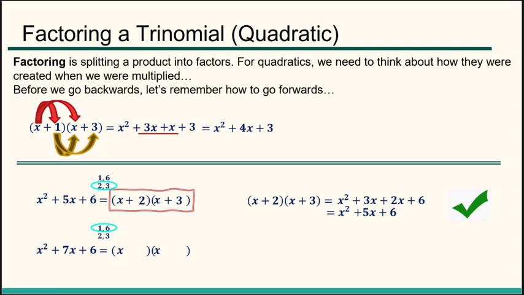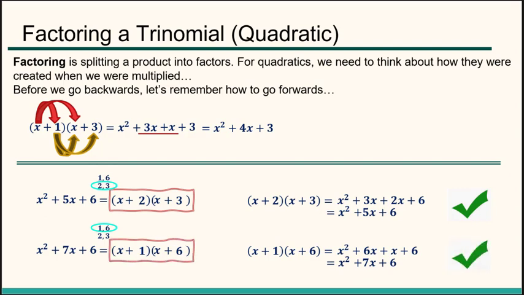Don't know for sure, but I put my x's in. I put my signs. It's got to be a plus and a plus. And then I'm going to write in a 1 and a 6. Now, I don't know if this is right or not, so I'm going to check it. X plus 1 times x plus 6. That'll give me x squared plus 6x plus x plus 6. Add those middle terms. Do I get a 7x? Hey, I do. You know what that means. This is right, so I can circle that and say that's my answer.